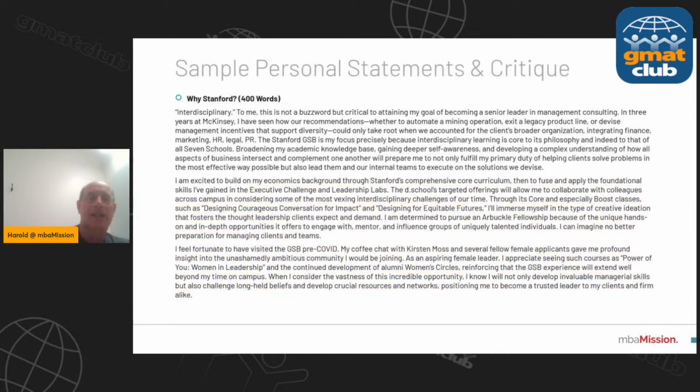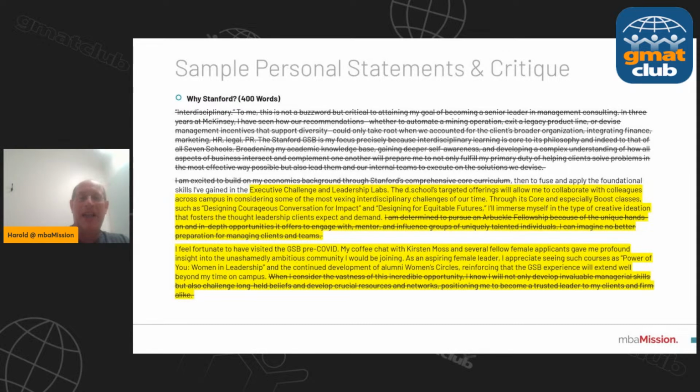Okay, now let's get even more detailed in terms of why Stanford. Again, this is the actual question. Why Stanford? Take a minute to read this. Actually, don't read it yet. Don't take a minute to read this. Instead, read my edit. And very quickly here, there's really only 400 words, and so much of it doesn't work, honestly.